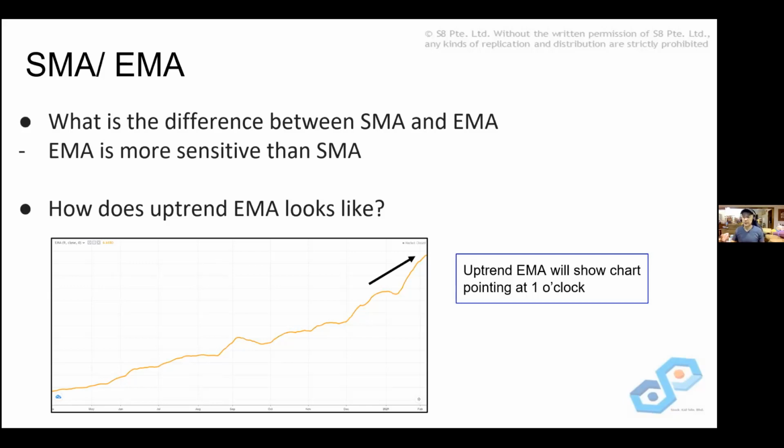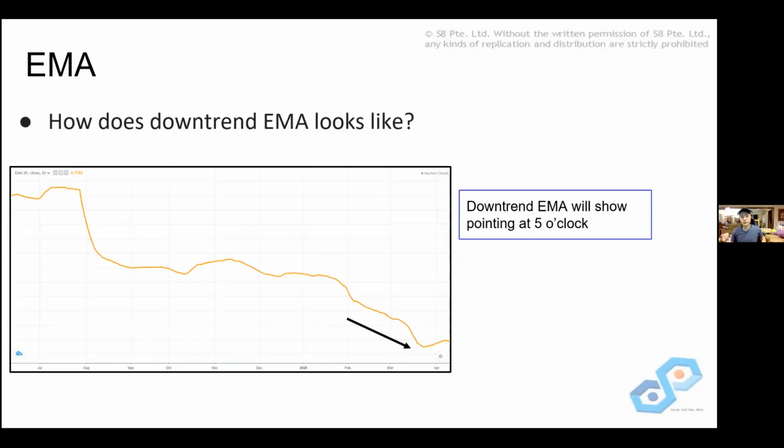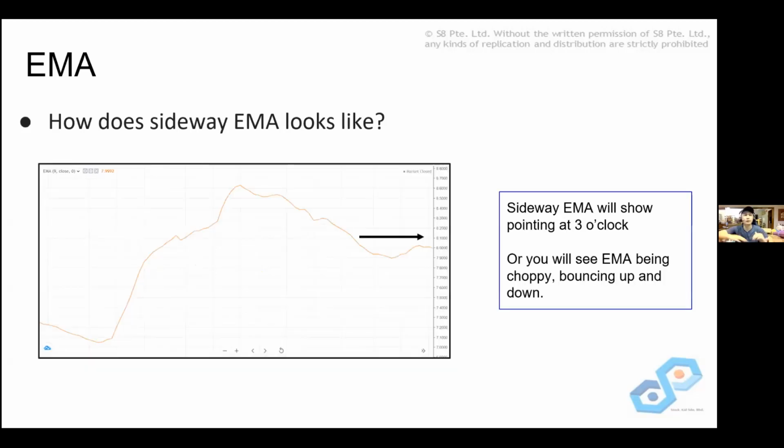Uptrend. And then when you see the downtrend, you see the orange line pointing downwards, 3, 4, 5, 6 p.m., you know that that's more or less downtrend. So if it's pointing towards 4 or 5 p.m. of the clock, that's downtrend. The sideways market usually just goes sideways.